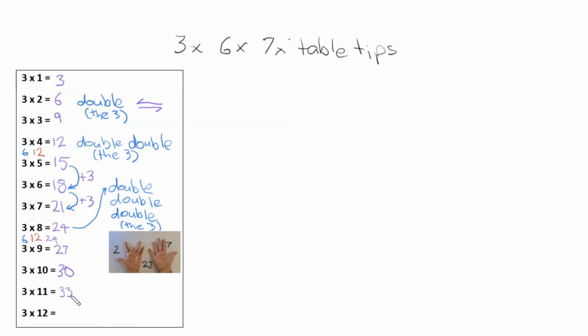And then finally, to get to 3 times 12, well, it's just one extra step. And like what we did up here, we can do the same. So you figured out 3 times 11. That's 11 groups of 3. Now we want one more group of 3 to get the 12th group of 3. So we just add another 3 to 33, which gives you 36.